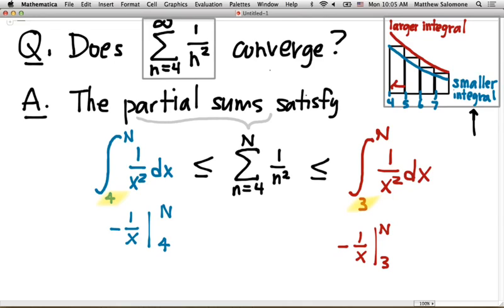So when I evaluate this, on the left-hand side, I get 1/4 minus 1 over n. It'd be negative 1 over n plus 1/4, right? 1/4 minus 1 over n. And on the right-hand side, I get 1/3 minus 1 over n.